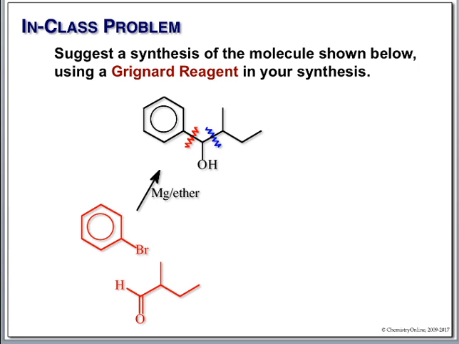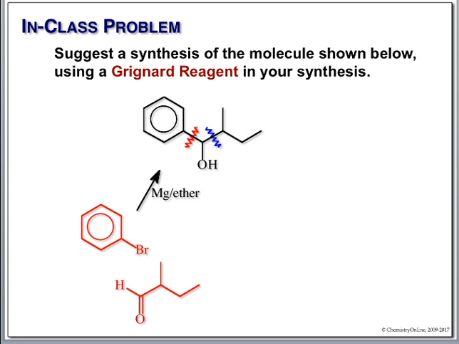Now, this half of the molecule was our carbonyl, right? Carbonyl compound. This was a carbonyl carbon. There's a hydrogen attached and a benzene ring. What is that? That's benzaldehyde. Smells like cherries.